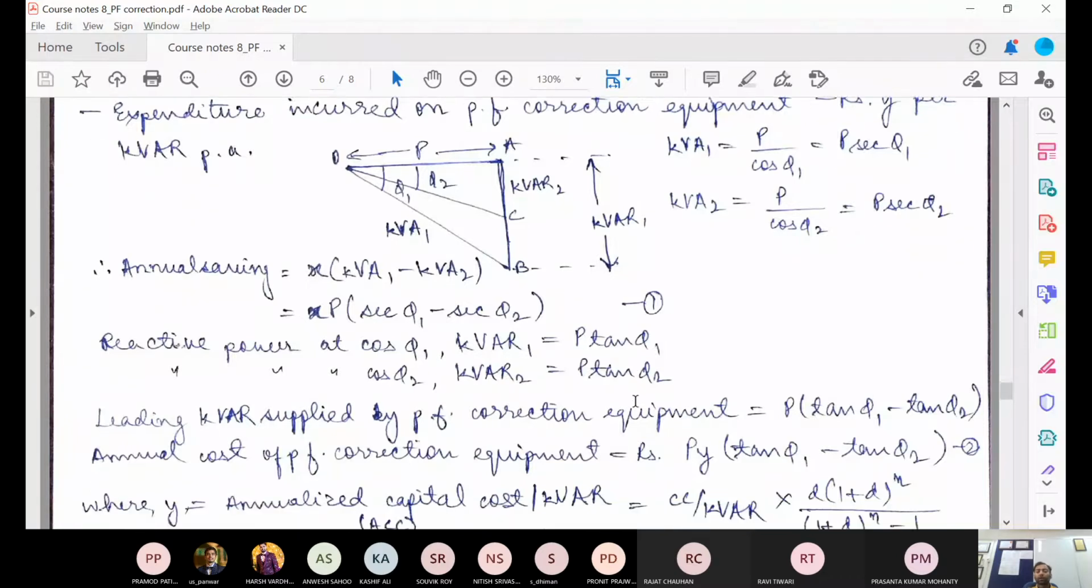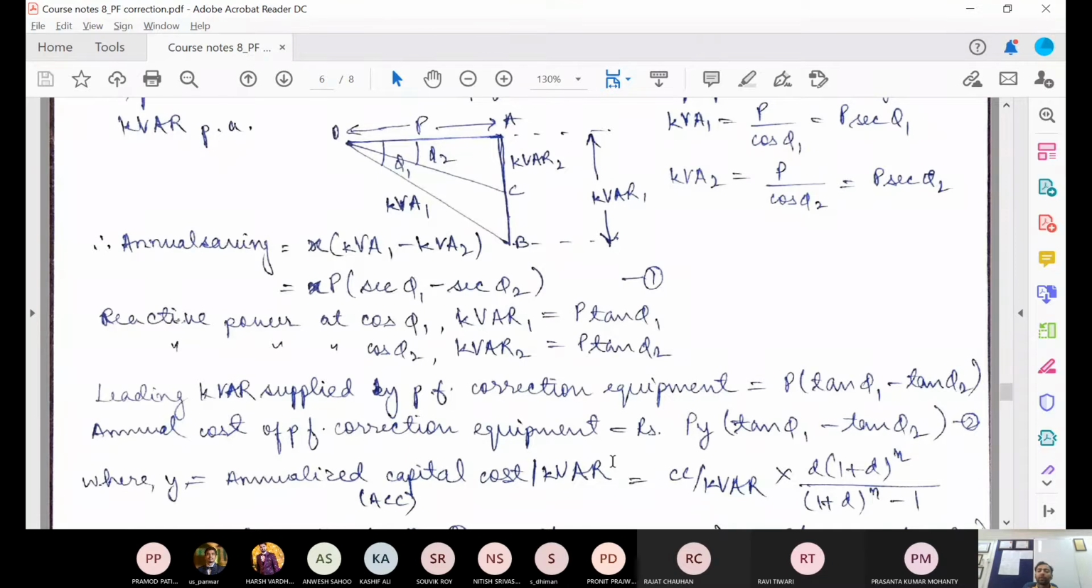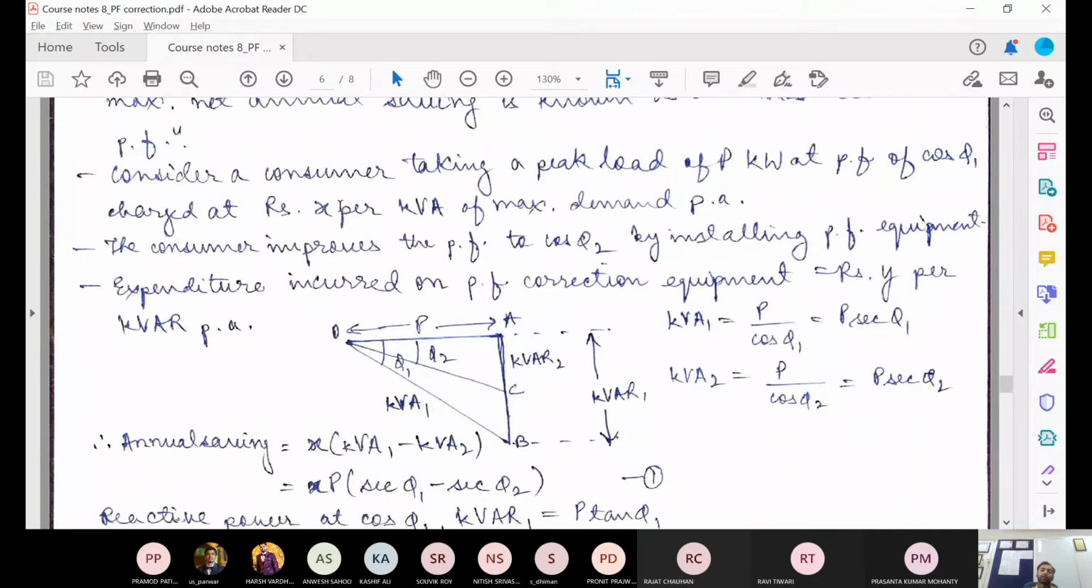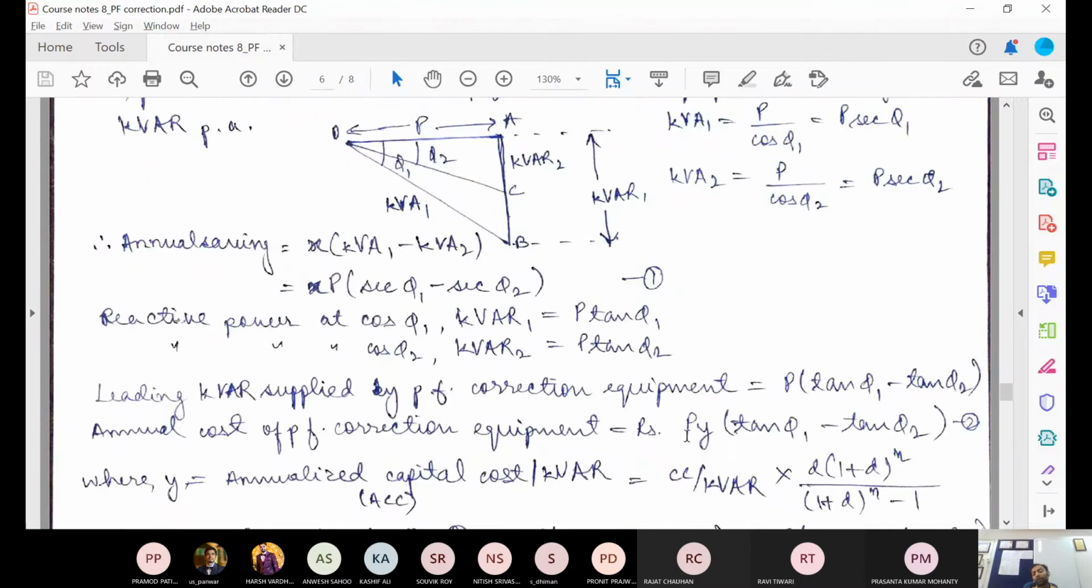Equation 2. And by the way, just for your reference, how will you estimate this value Y? The value X might be given directly, as the maximum demand charges of the utility. But Y might not always be given directly, because the cost of the power factor correction equipment might be expressed just as the total capital cost. If it is expressed in that form, then you need to convert it into annualized capital cost. And this Y is nothing but the annualized capital cost per kVAR.